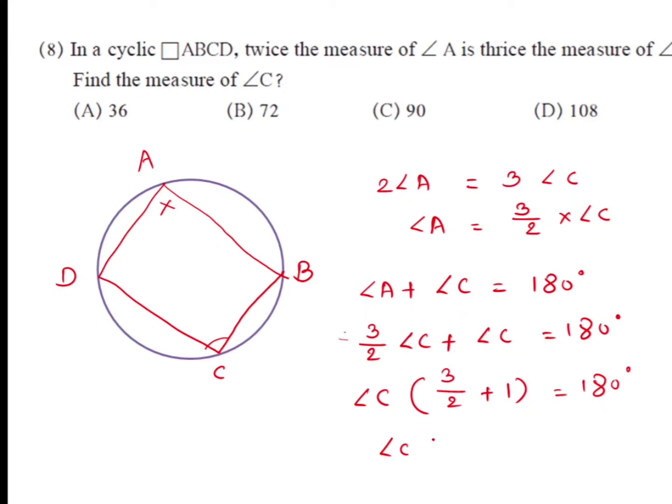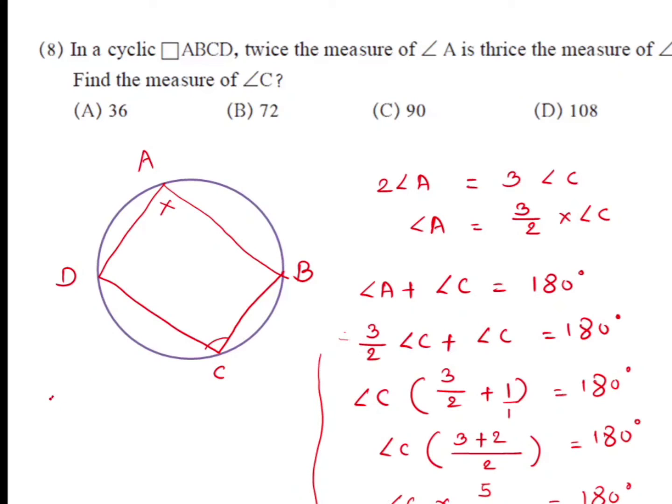That is angle C into bracket. Now if we add these two, the denominator is not given, so it must be 1. 3 into 1, that's 3, plus 2 into 1, that's 2, divided by 2 into 1, that's 2 again, is equal to 180 degree. That is angle C into 3 plus 2, that's 5 by 2 is equal to 180 degree.